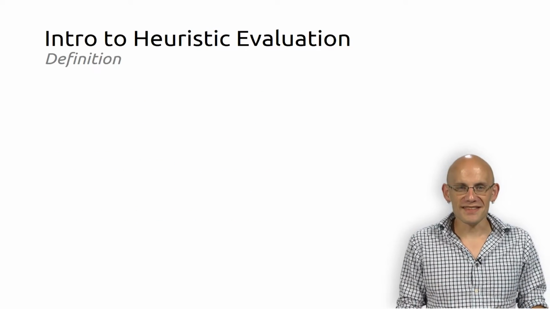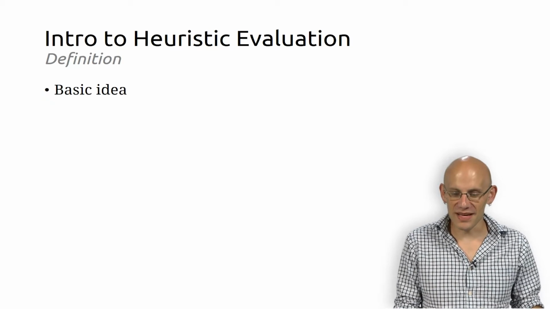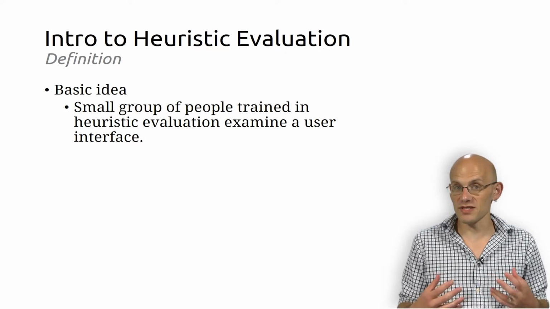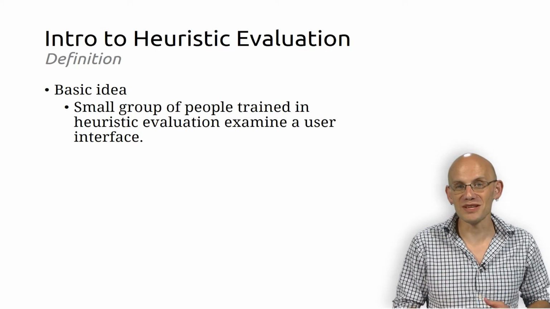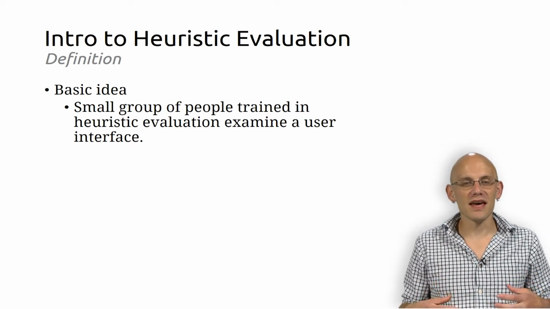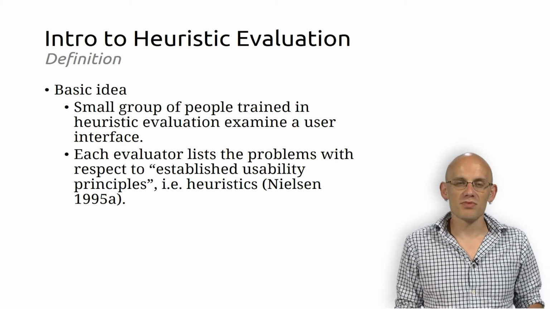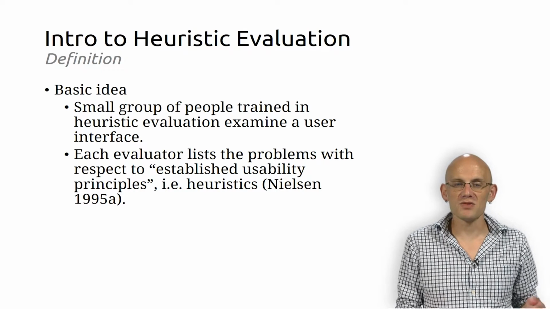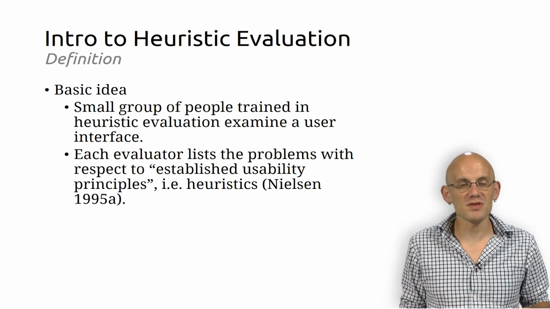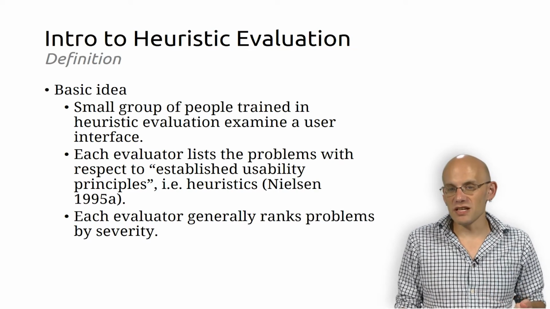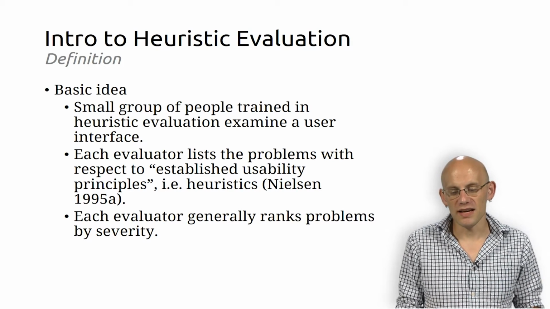So, what is this thing called heuristic evaluation? Well, the basic idea here is that a small group of people trained in heuristic evaluation, so that will soon include you, examine an existing user interface. Each evaluator lists the problems of the interface with respect to established usability principles, otherwise known as heuristics. And then each evaluator generally ranks each problem by severity.